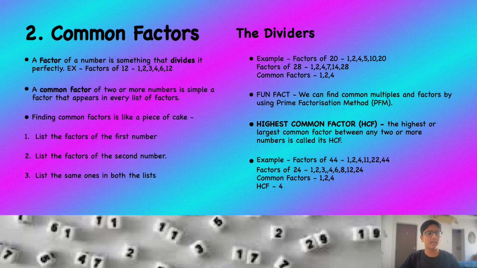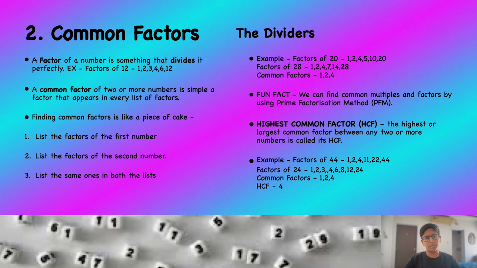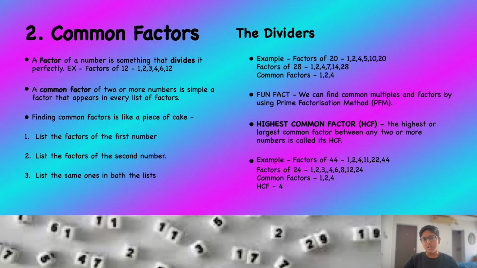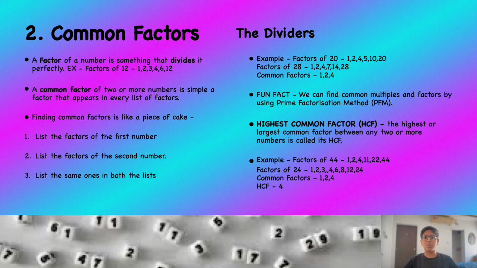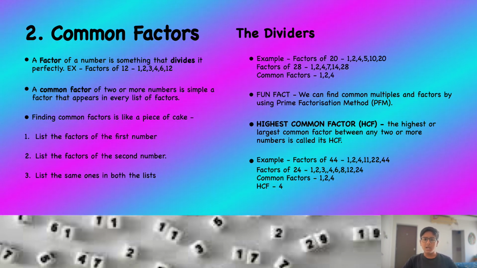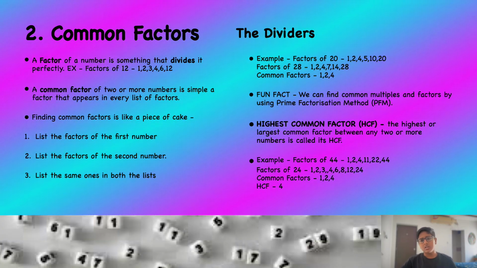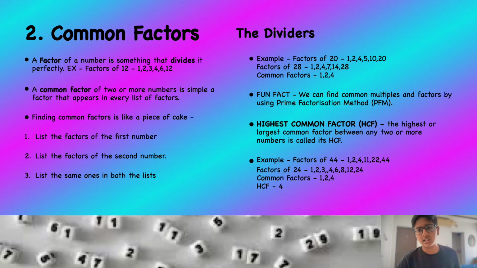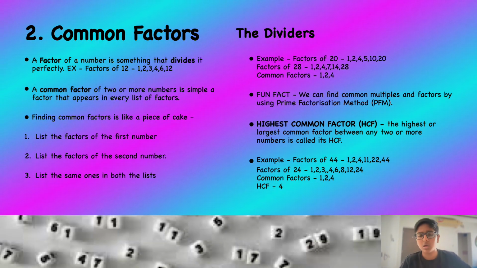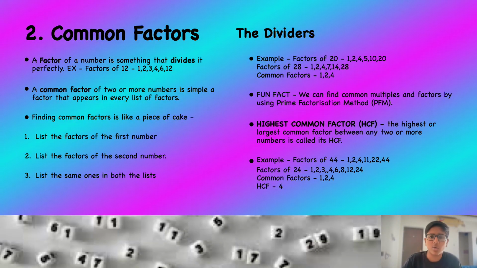That number is a common factor. So finding it is a piece of cake, which means it's very easy. For example, the factors of 20 are 1, 2, 4, 5, 10, 20. And the factors of 28 are 1, 2, 4, 7, 14, 28. So the common factors, we can see that 1, 2, 4 are there in both of them. So the common factors are 1, 2, and 4.